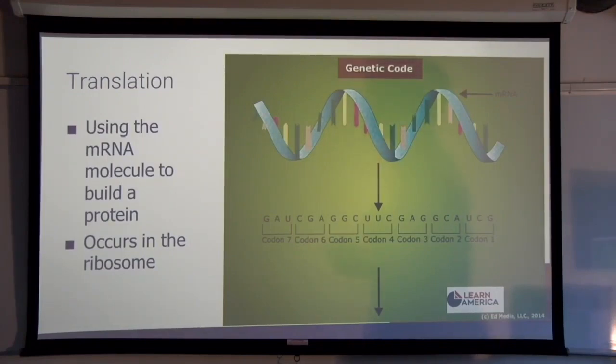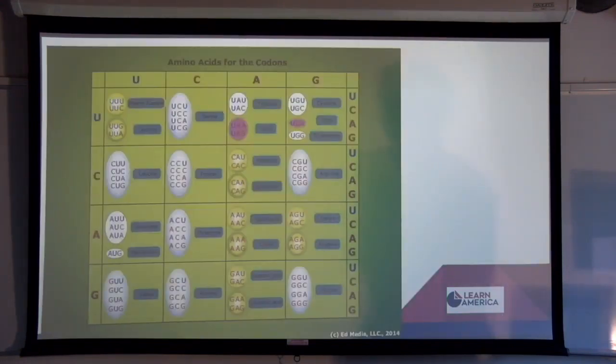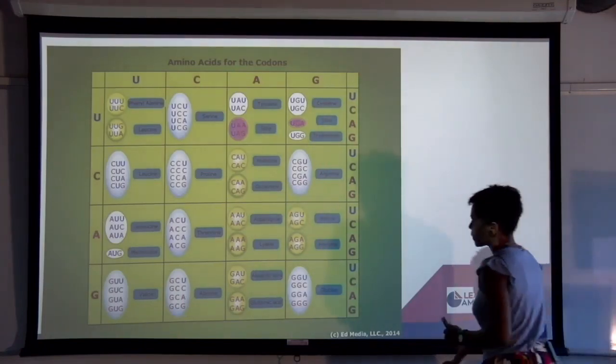So translation, you're going to use the messenger RNA molecule to build a protein molecule. And so once it gets there, you read every codon, every 3 bases will make up a codon. And that's what you use to determine the amino acid sequence. So let's do a few practice.